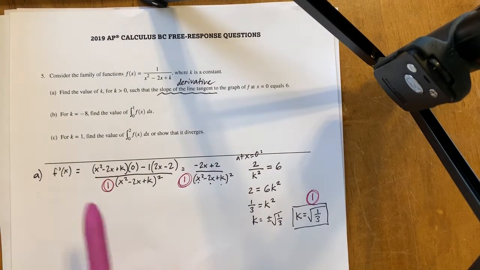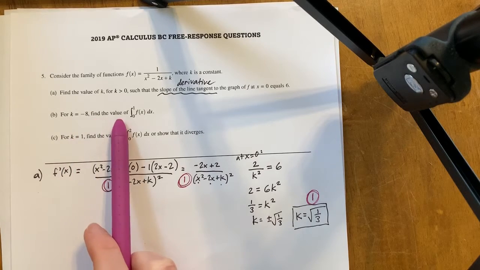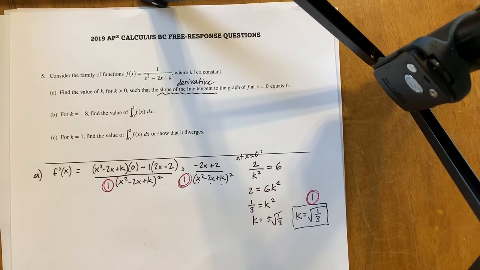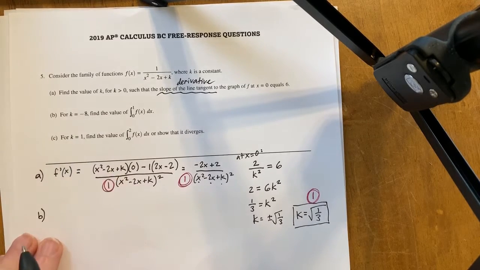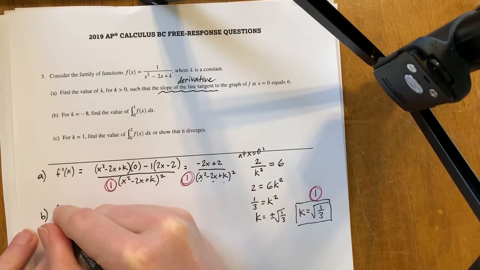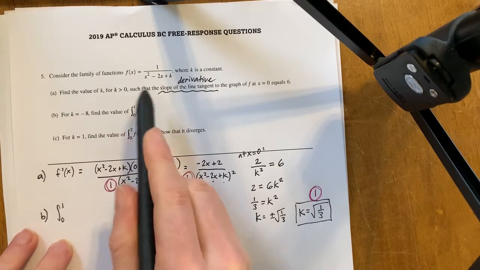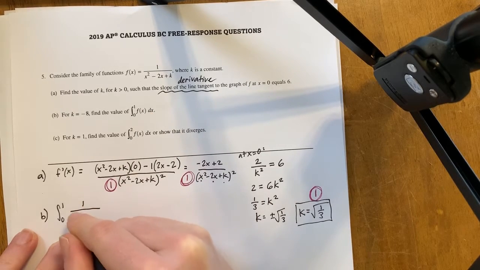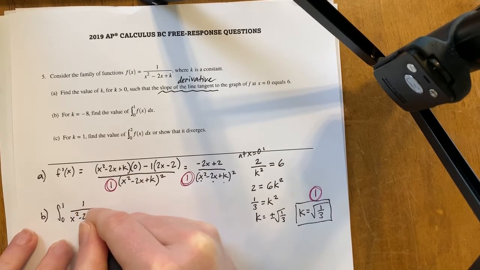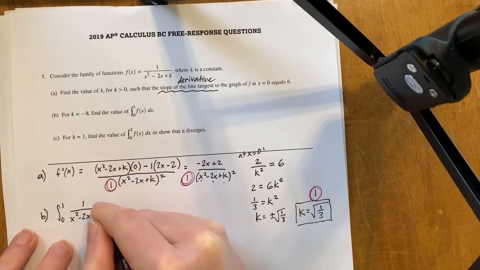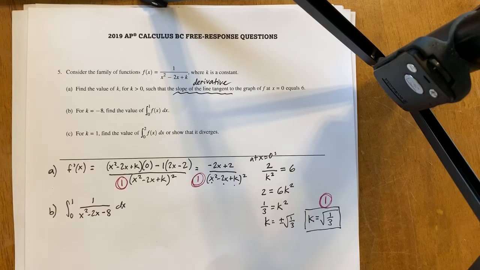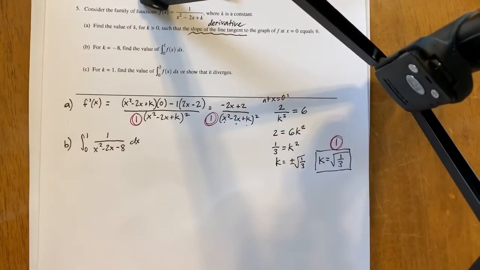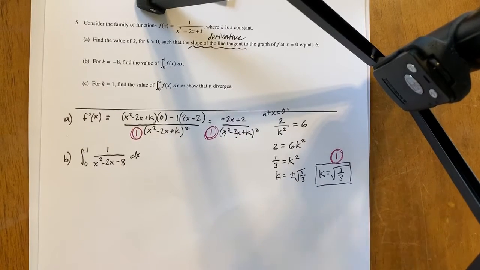All right, part B, it says k is going to be -8 and find this integral. Okay, so I'm going to start by writing down the problem and putting in -8. So I've got the integral from 0 to 1 of f of x, so that'll be 1 over x squared minus 2x, and then k is -8. Make sure to put a dx on there. And it just wants me to solve this. So this is not a very conceptual problem at all. It's just literally calculate that.